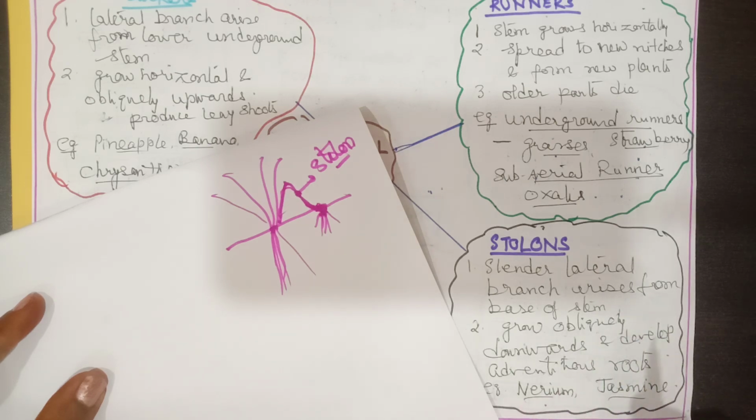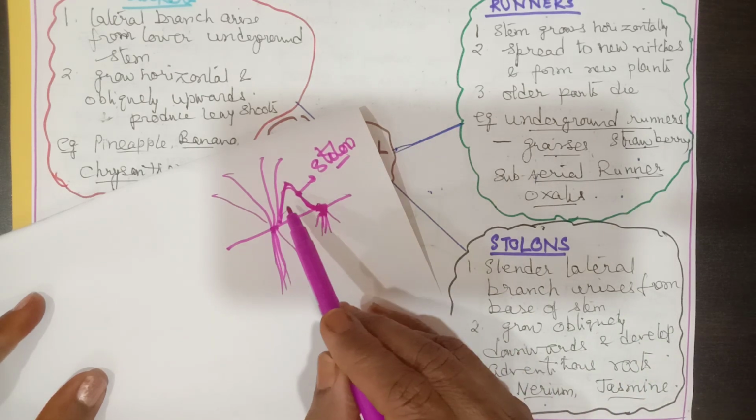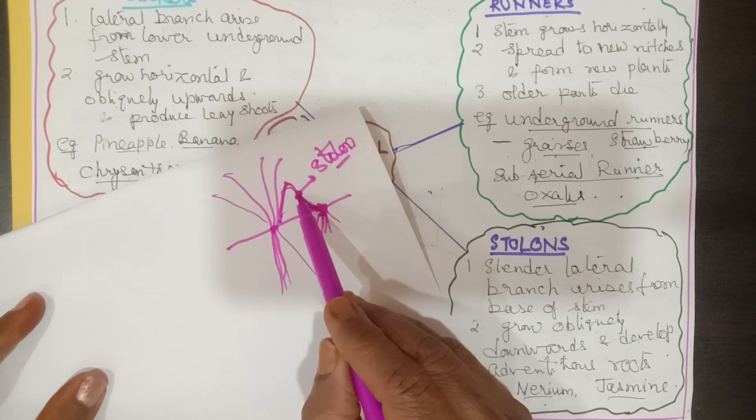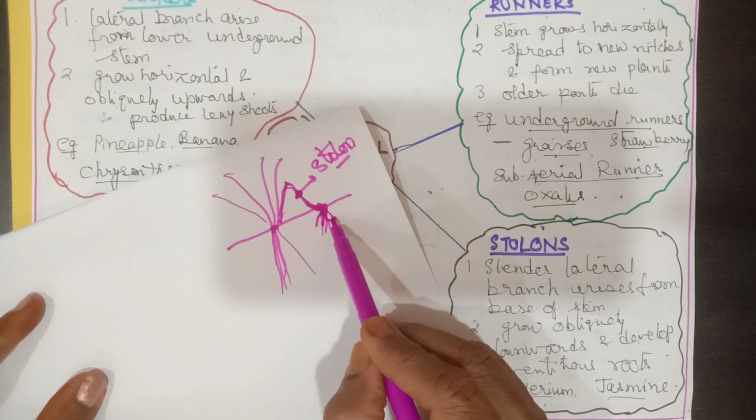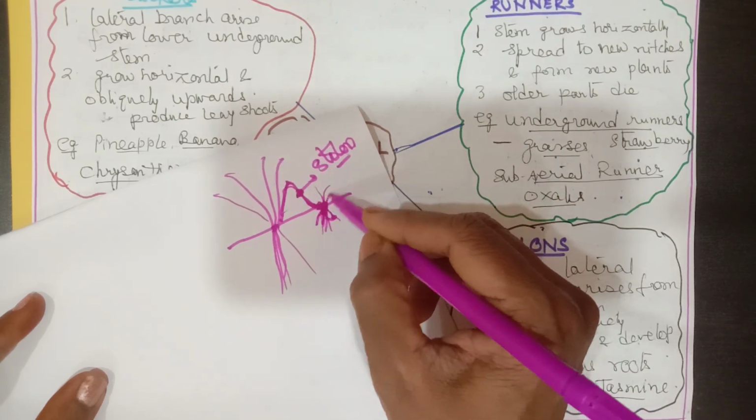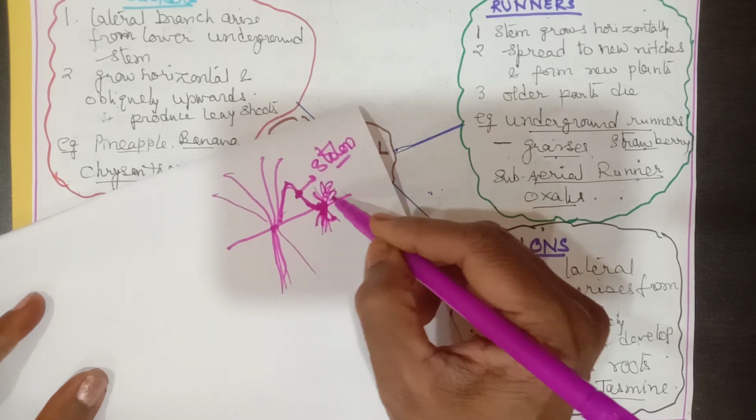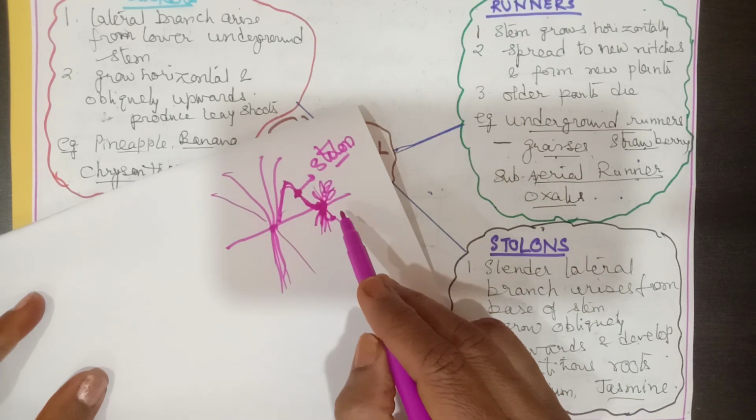Stolon is also useful in vegetative propagation. When this part, which has already developed roots, is cut off from the main stem, it will start developing even leaves, and then this plant can grow independently.